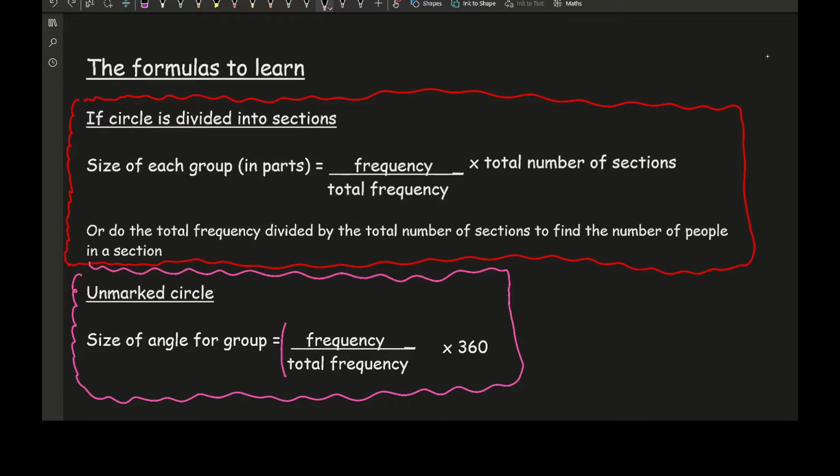Now this fraction is basically the proportion of that group compared to the entire total, and obviously then we're multiplying that by 360 because there are 360 degrees in a circle, and that's what we're dividing up to see how many degrees the proportion is relevant to. So let's have a look at an example question.